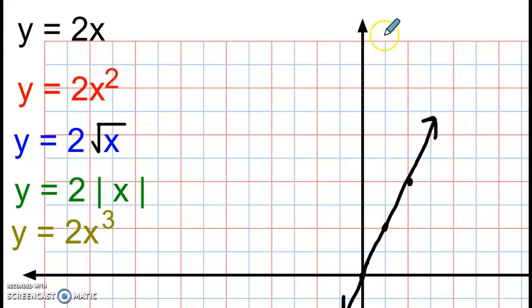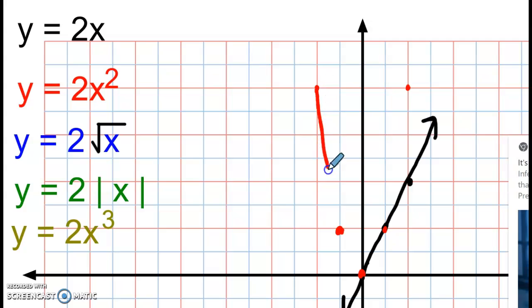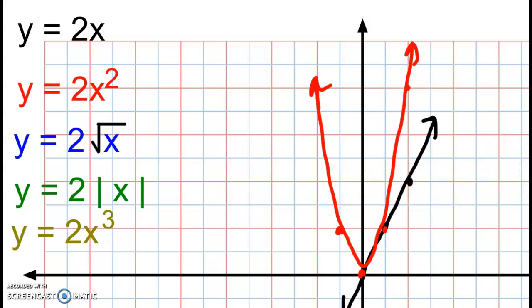2x squared, 0 still gives me 0. 1 squared is 1, but then I multiply it by 2. 2 squared is 4, but then I multiply it by 2, so I'm up to 8. So, again, we're getting bigger faster, just like with the line. Negative 1 squared, of course, is 1 times 2 is 2. Negative 2 squared is 4 times 2 is 8. So I don't know if you can see, but this parabola is thinner. It's stretched towards the y-axis. It's like I took the parabola and just stretched it.